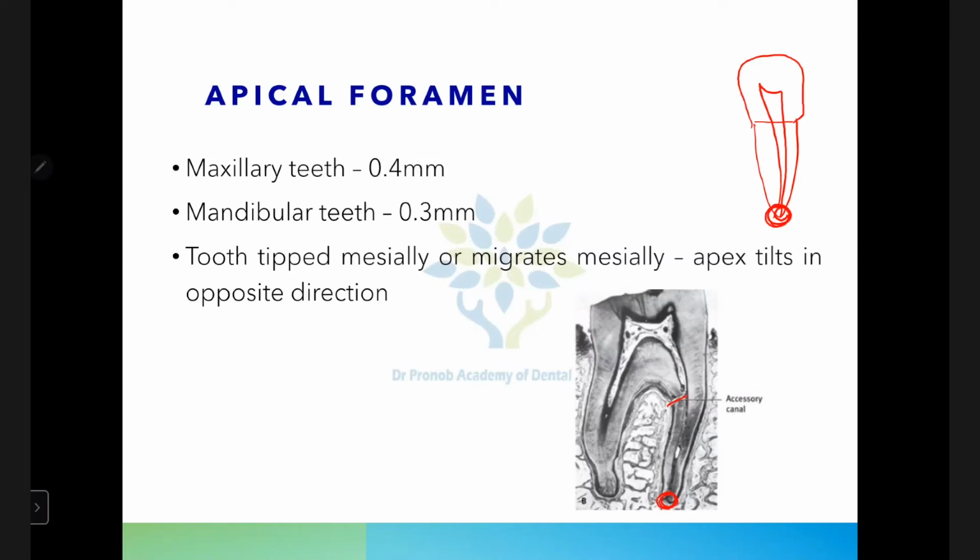Okay, so the apical foramen in the maxillary teeth measures about 0.4 mm on average, whereas in the mandibular teeth it is 0.3 mm. So this is the apical foramen. Okay, I hope this is clear.